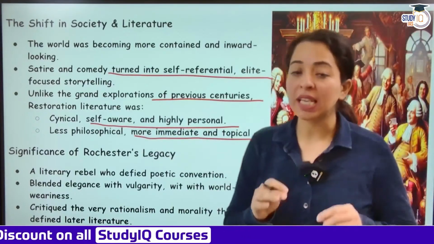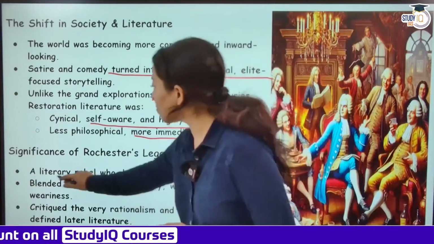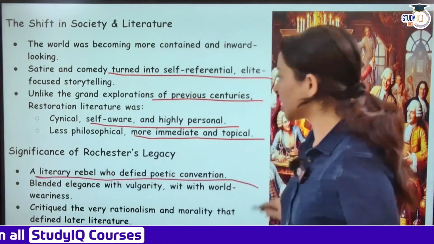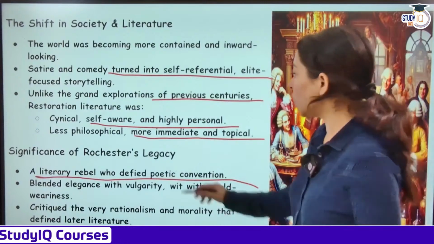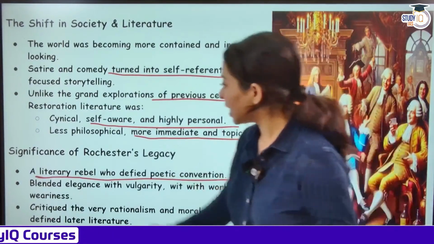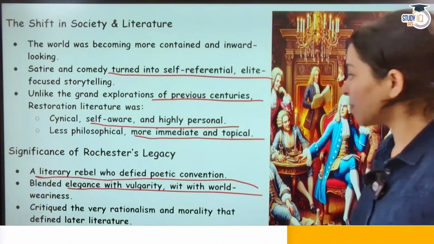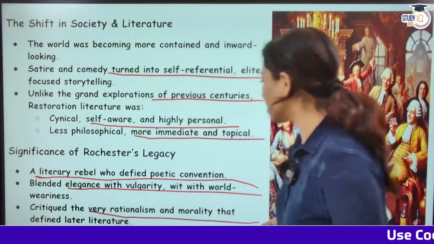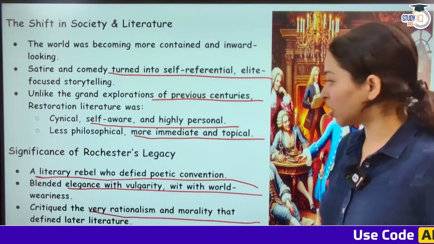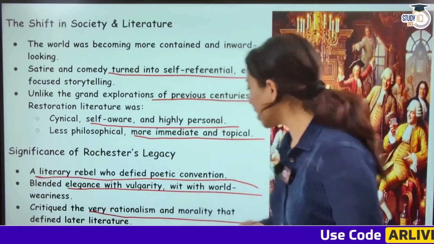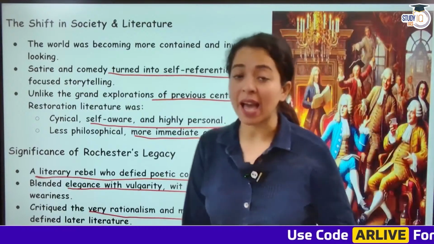The significance of Rochester's legacy: a literary rebel. So we talk about the Earl of Rochester. He was a literary rebel who defied poetic conventions. He blended elegance with vulgarity, with wit, with world-weariness, and he critiqued the very rationalism and morality that defined later literature, and he set the stage for later satirists like Jonathan Swift and Alexander Pope.